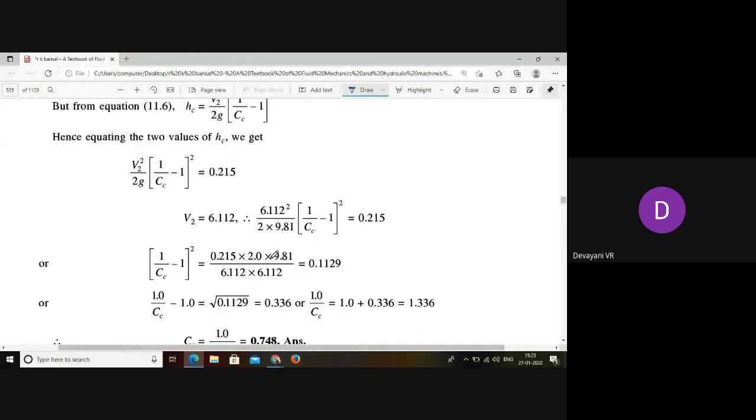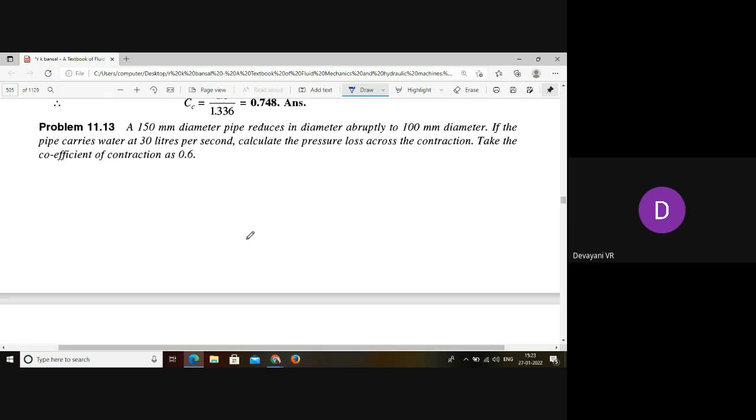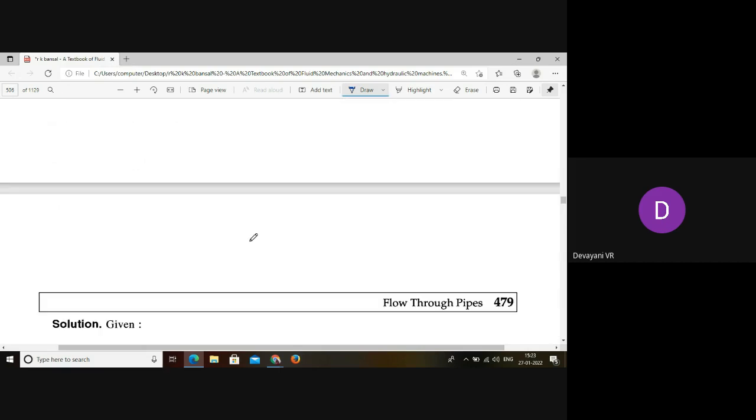So let's discuss another problem. The problem is: a 150 mm diameter pipe reduces in diameter abruptly to 100 mm diameter. If the pipe carries water at 30 liters per second, calculate the pressure loss across the contraction. Take the coefficient of contraction as 0.6. So they ask us to calculate the pressure loss.